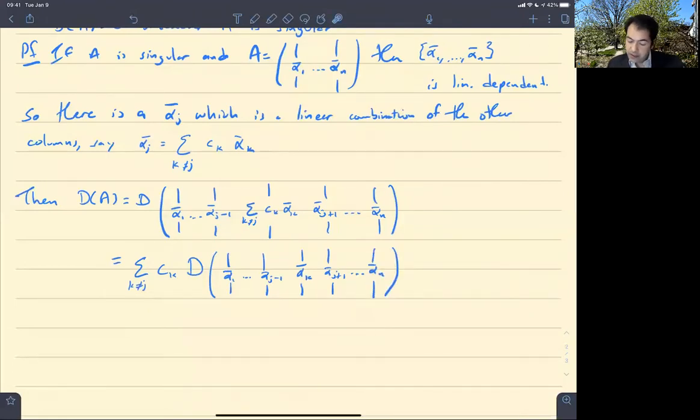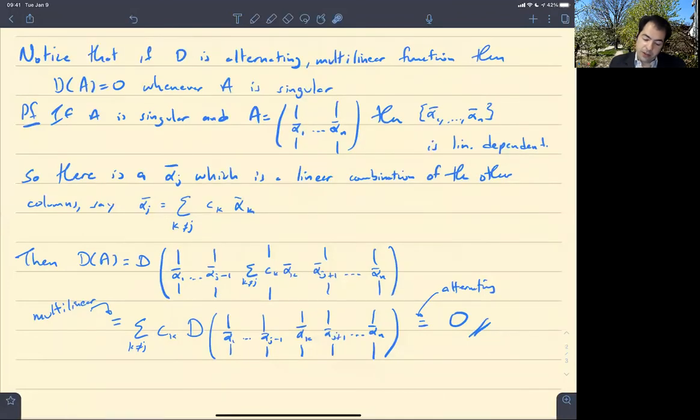Right, but notice what we have here, k is not equal to j, and this matrix has as its jth column alpha k. So this column is repeated somewhere else, right? If k was over here, if k is equal to 1, then that column coincides with this one. So by the alternating property, all of those terms are equal to 0. Right, so here we used multilinear. Here we used alternating. But that establishes what we wanted. If A is singular, then D of A is equal to 0.